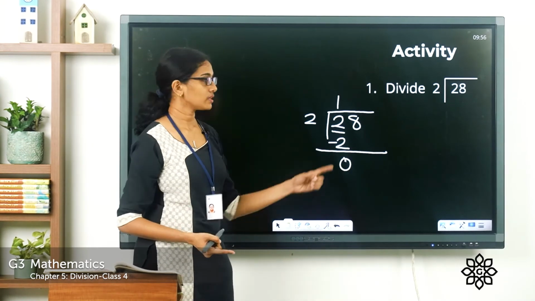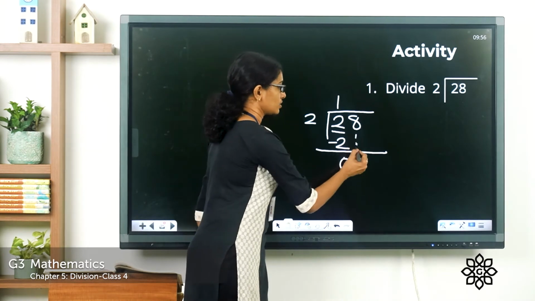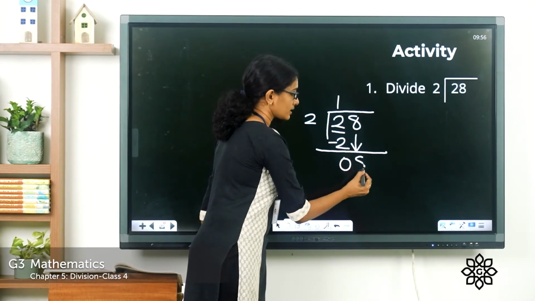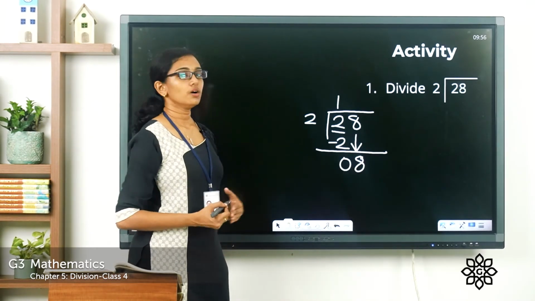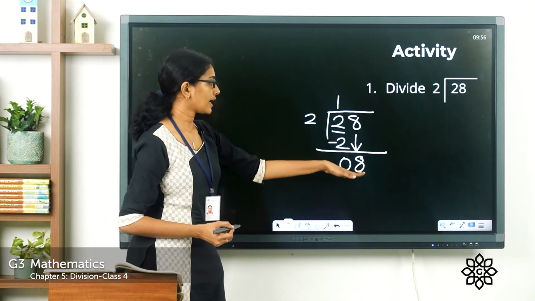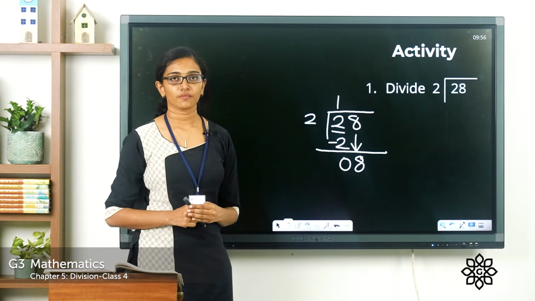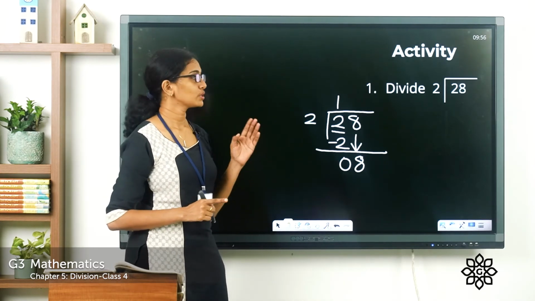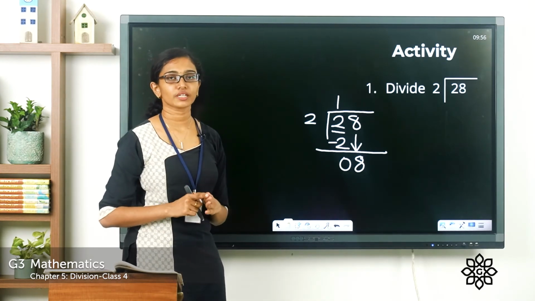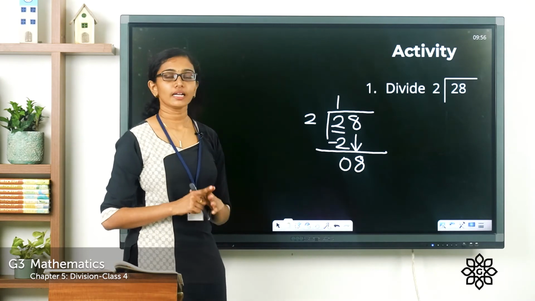What is the next step? Bring down the next digit, which is 8 here. So bringing this 8 down. Now we have to divide this 8 by this 2. For that, let's recite the table of 2. 2 ones are 2, 2 twos are 4, 2 threes are 6, 2 fours are 8.